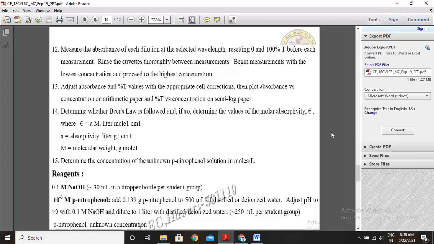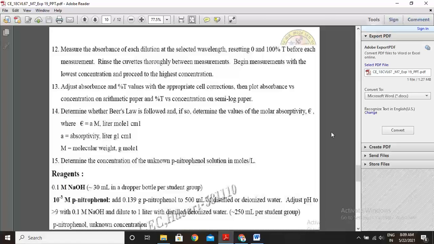Rinse the cuvettes thoroughly between measurements. Begin measurements with the lowest concentration and proceed to the highest concentration. Adjust absorbance and percentage T values with the appropriate cell corrections. Then plot absorbance versus concentration on arithmetic paper and percentage T versus concentration on semi-log paper.